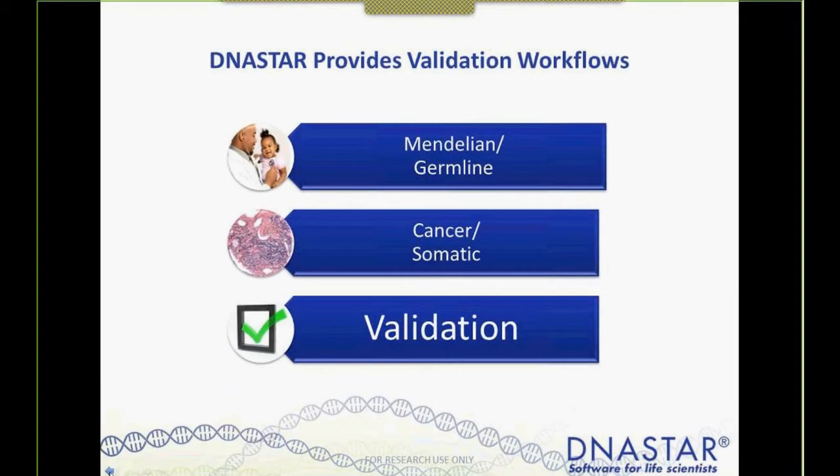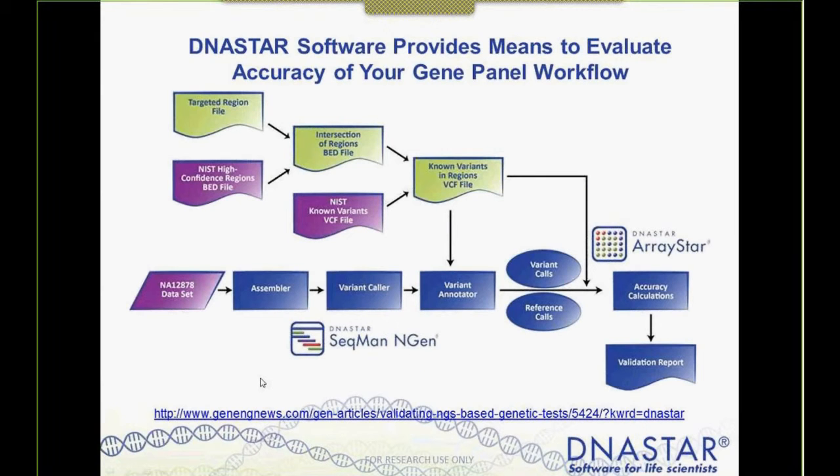So DNASTAR provides this kind of validation workflow. Right now it's embedded in our gene panel workflows, and we call it our validation workflow. It allows us, and I'll show you how we set this up, to determine what our accuracy is. There's a flow chart here that I know looks quite complicated, but I'll try to explain what we have. In this upper branch here, there's a targeted regions file that we intersect with our answer.